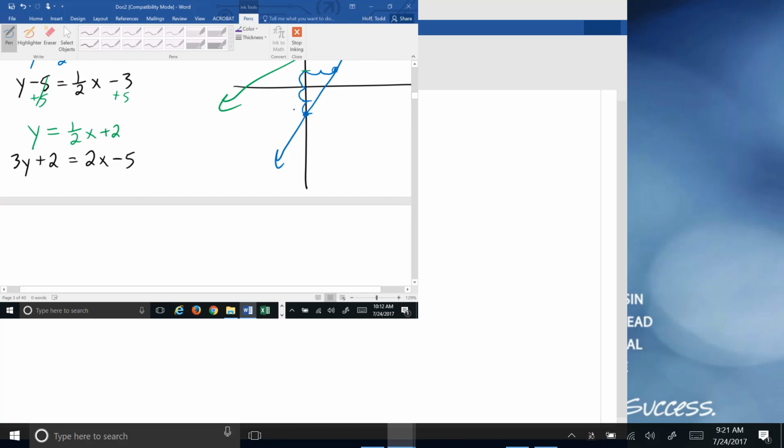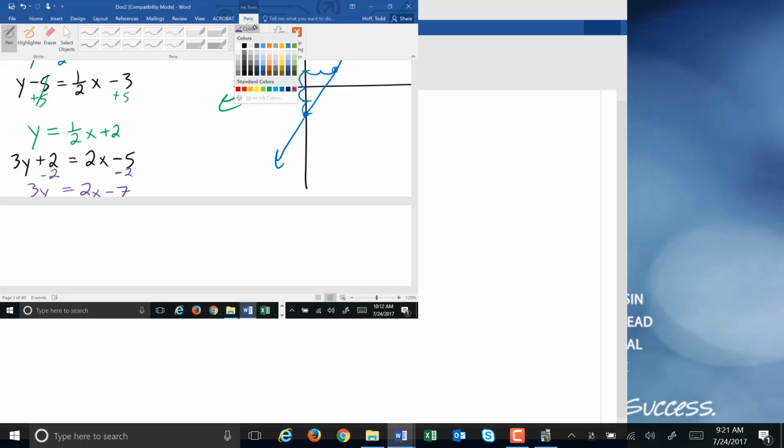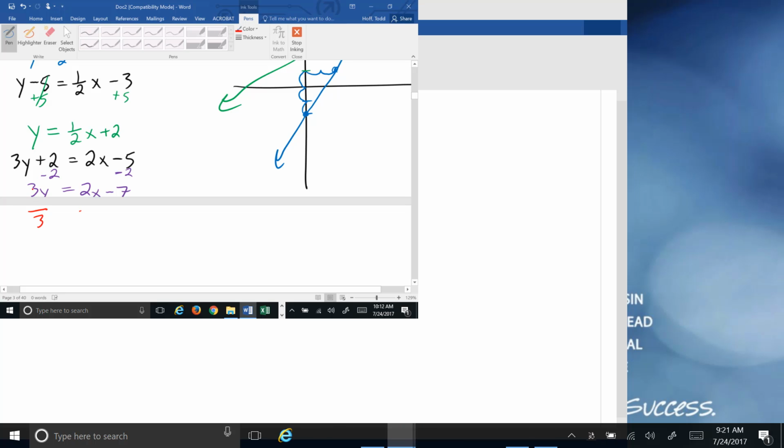And then we've got the last one down here. What do we do with that one before we graph? We start out by subtracting 2. That leaves us with 3y over there. Where do we subtract 2 on the other side? From the negative 5. So the 2x doesn't change. Negative 5 minus 2 is a negative 7. Then what? We divide by 3. So the 3 cancels out. Y equals. We have to divide that whole side by 3.